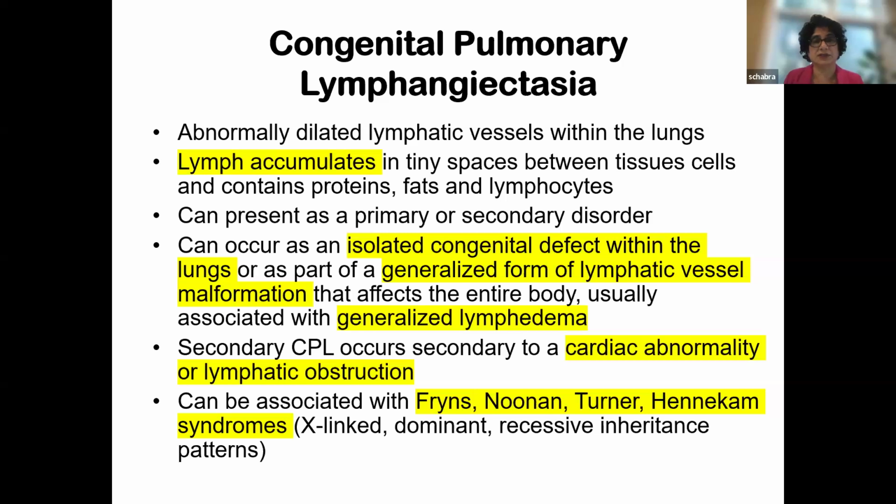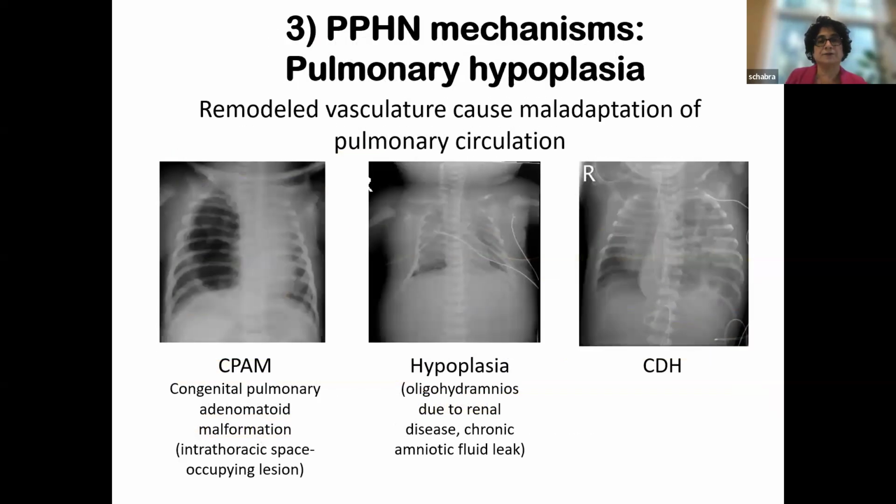And you may be able to see some of these rare ones, you may have the luxury of being able to see one or two of these patients. And then congenital pulmonary lymphangiectasia, again, is abnormal dilated lymphatic vessels within the lungs. It's an isolated congenital defect, and it may occur secondary to a cardiac anomaly or lymphatic obstruction. Associated syndromes are Fryns syndrome, Noonan's, Hunter's, and others. Pulmonary hypoplasia, as we talked about, due to congenital pulmonary adenomatoid malformation.